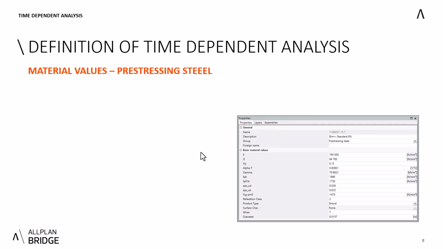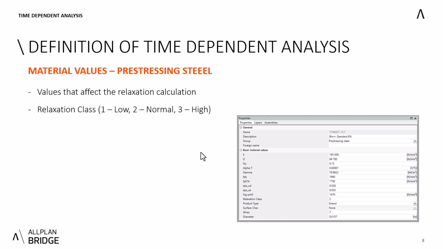Next one is the pre-stressing steel. Also on the right side in this properties window we see the basic material values that have been imported into the project from our online material database. And we're going to talk here about the values that affect the relaxation calculation. If we take a look at these materials, we have one important definition, and this is the relaxation class, where we also define this with numbers from 1 to 3, where the number 1 means the lowest relaxation of the steel, and 3 would be the highest. And of course, this determines the time-dependent pre-stressing losses from material values.